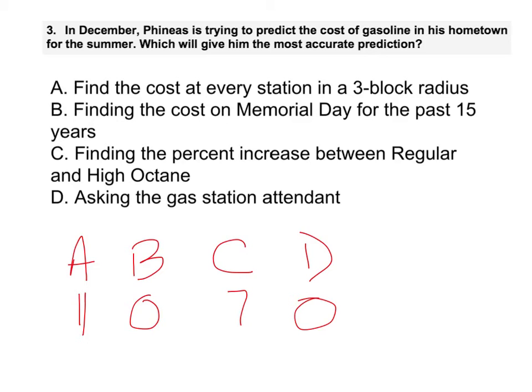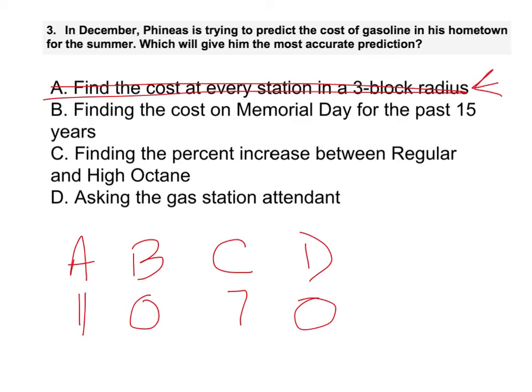Now, it's in December. He's trying to predict the cost of gasoline. If he goes to a 3-block radius, that's going to tell him maybe an accurate guess of the price of gas in a 3-block radius in his town. But does A say anything about what time? No. So it's gone. And for B, finding the cost on Memorial Day for the past 15 years.